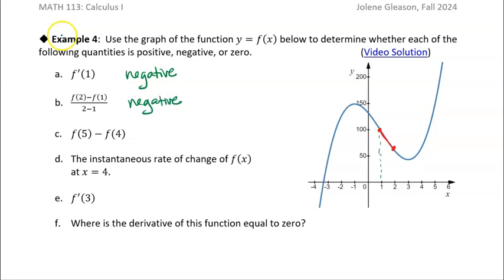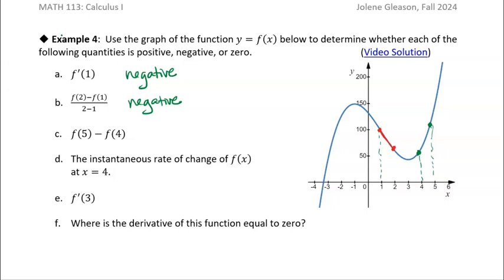Okay. All right, so now the next one is asking f of 5 minus f of 4. Let's look at this graph where f of 5 is. Here's 5, so we're going to come up to the graph. I'm trying to go straight up. That point, the y value at that point, would be f of 5.